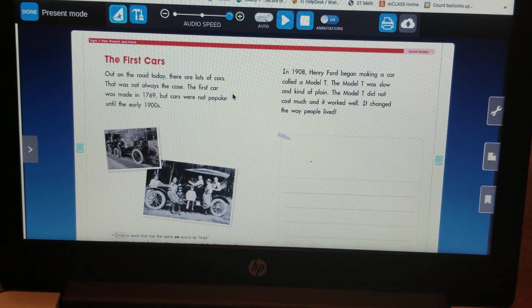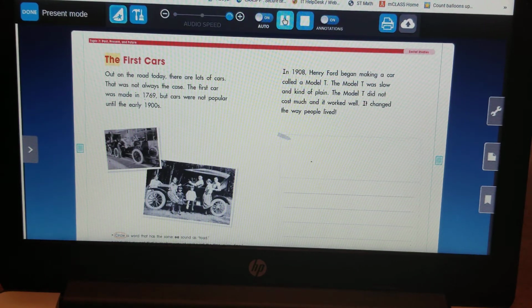Now, let's read it again before we go too far. This time I want you to read it with the recording. Are you ready? Okay, it's going to start here with the title. This is the title of the story. Remember, a title is simply the name of the story. Let's begin. The first cars.